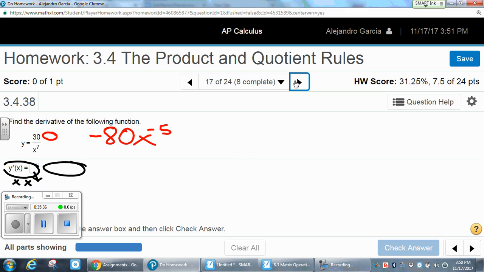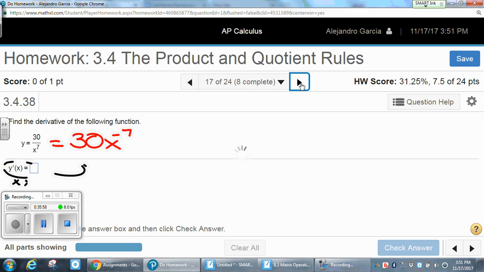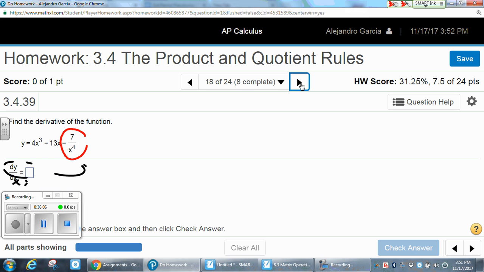That's easy. In that case, let me show you guys a quick trick to this one. So you could do the following: 30 x to the power negative 7. So that you don't have to use quotient rule, and you can just use power rule. Ah, sweet. Okay, keep going. So here you will do the same thing, take the derivative of each, and then for this last one, you could use negative 7 x to the power negative 4. Okay? All right, and I think that's it.